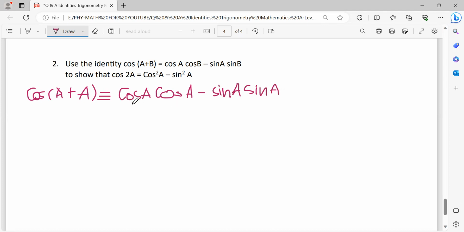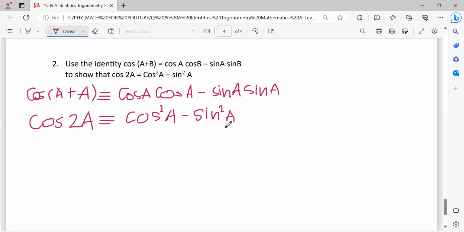It means cos squared A minus sine squared A. So this is cos 2A. So proved that cosine 2A is equivalent with cosine squared A minus sine squared A.